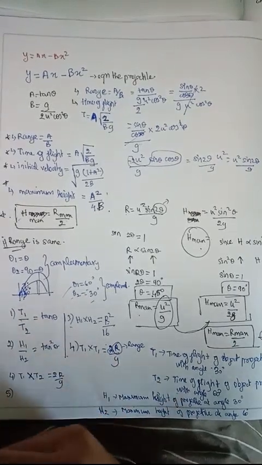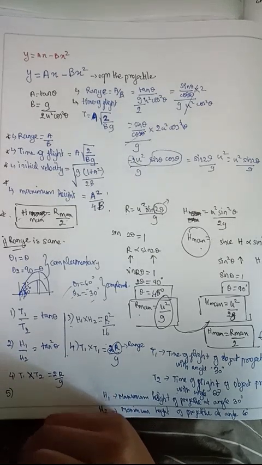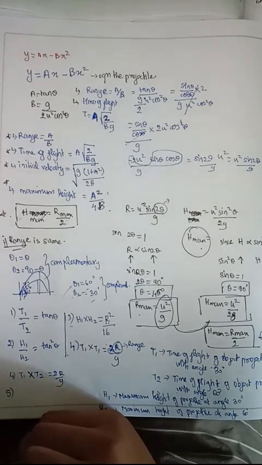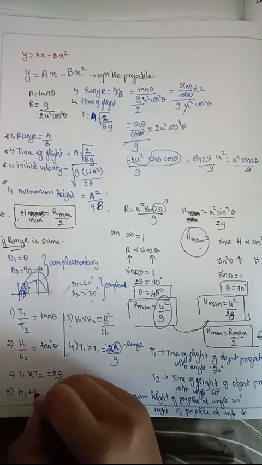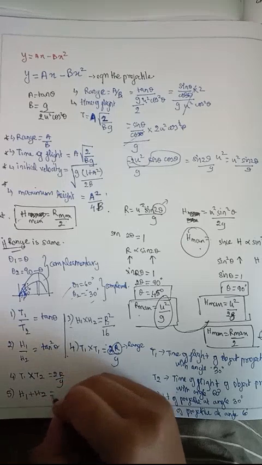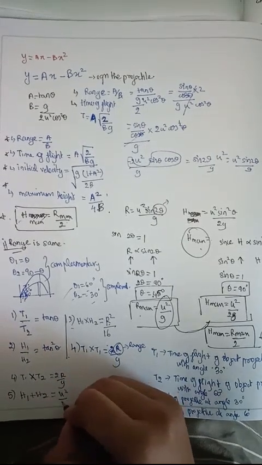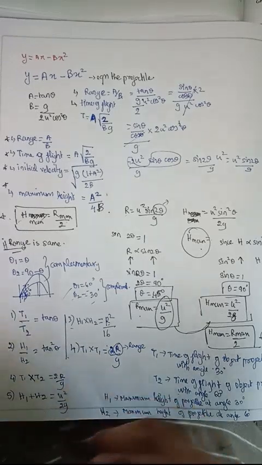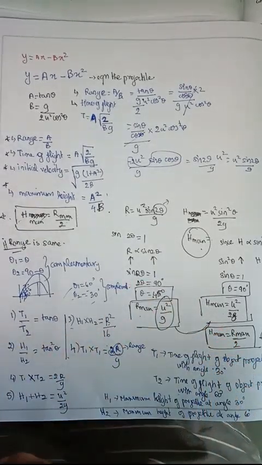And another one we have to consider is the sum of the maximum height of the projectile when it is thrown with angles complementary to each other. Here we are going to see about the sum of the maximum height. That will come by equations. You can write it as u square by 2g. Okay, these are the concepts that will come in projectile motion.